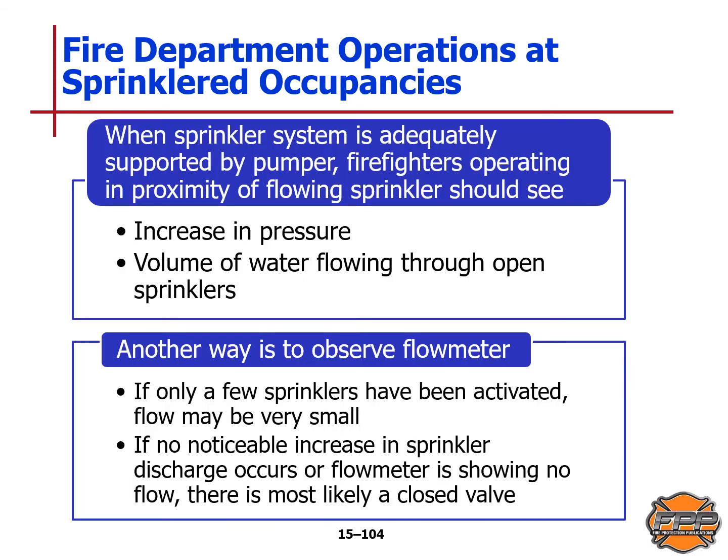When the sprinkler system is adequately supported by the pumper, firefighters operating in proximity of flowing sprinklers should see an increase in pressure and volume of water flowing through open sprinklers. Another way to observe this is the flow meter. If only a few sprinklers have been activated, flow may be very small. If no noticeable increase in sprinkler discharge occurs or the flow meter is showing no flow, there is most likely a closed valve.